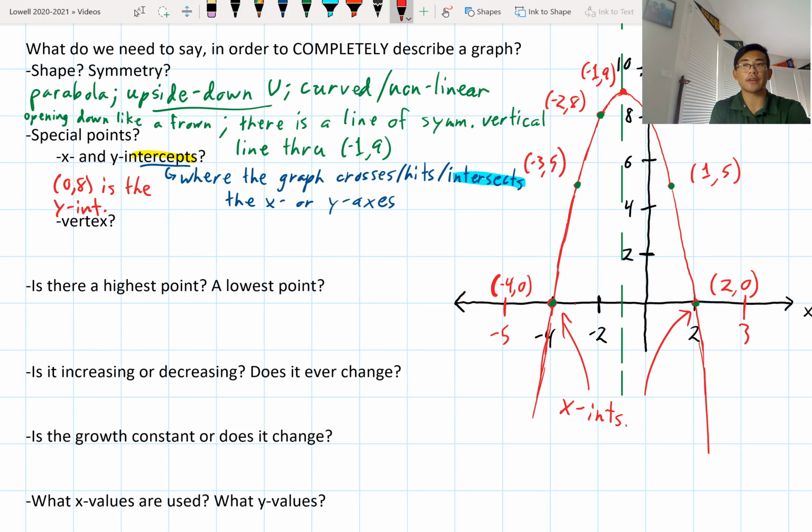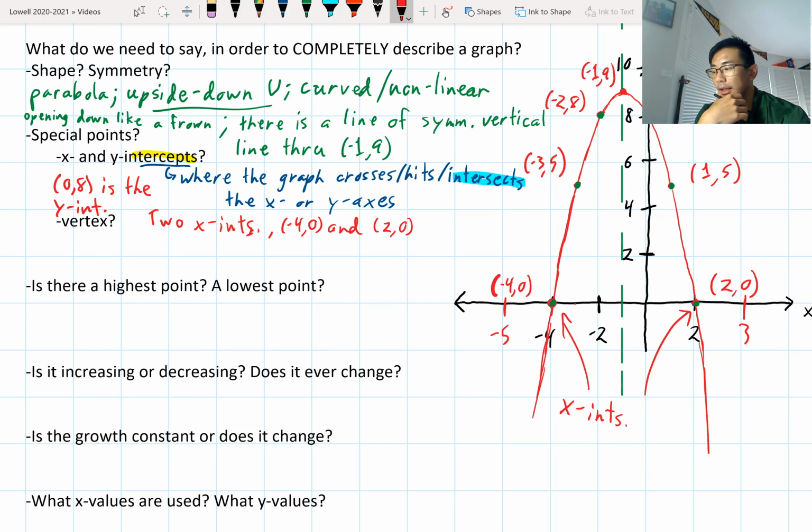Sometimes you'll see a graph with 1. Sometimes you'll see one with 2. There are graphs that have a lot more than that even. And you can even have a graph that has none. All right, so it's definitely going to depend on the graph or the equation. And so there are two x-intercepts, which are -4, 0, and 2, 0.